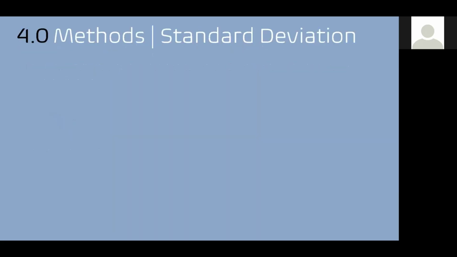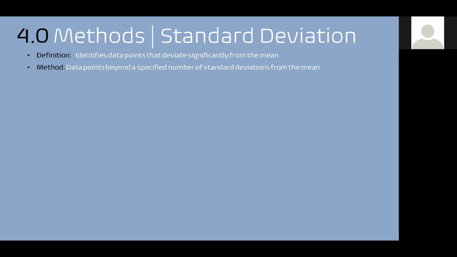All right, there are several methods, but I will cover a few of them. The first one is the standard deviation. Eventually, the standard deviation identifies the data points that deviate significantly from the mean. Usually we use a specific number of standard deviations from the mean, and in practice you usually use either 2 or 3 times the standard deviation, plus or minus.